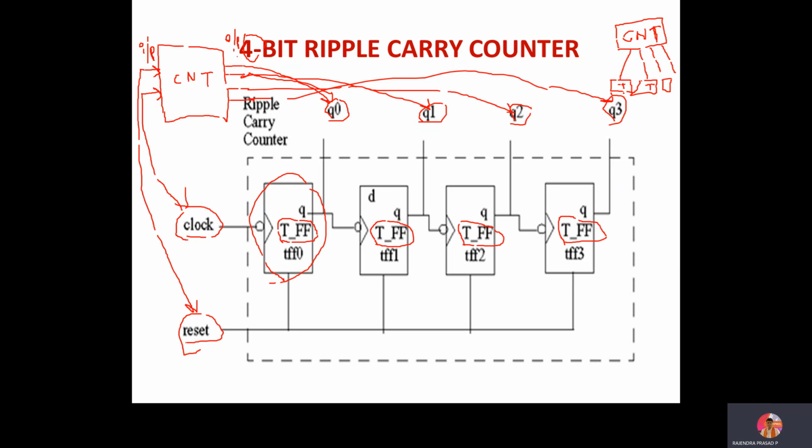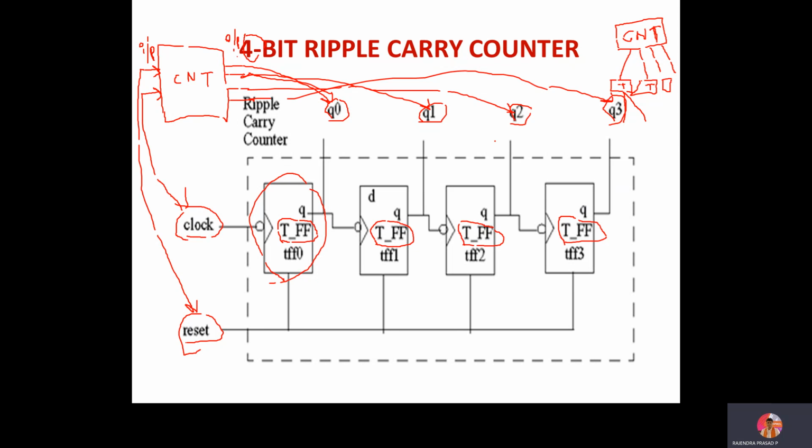Now what about the leaves? The leaves have not been mentioned yet. So from this T flip-flop, how has this T flip-flop been built? This T flip-flop has been built with the help of a D flip-flop, which is your delay flip-flop, and then an inverter. So how is this T flip-flop implemented?